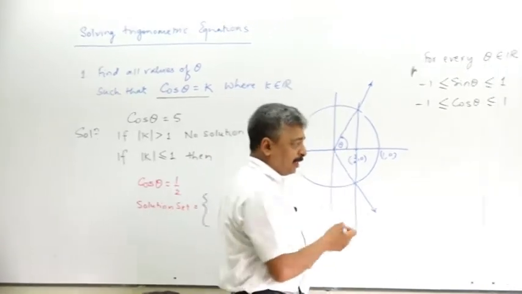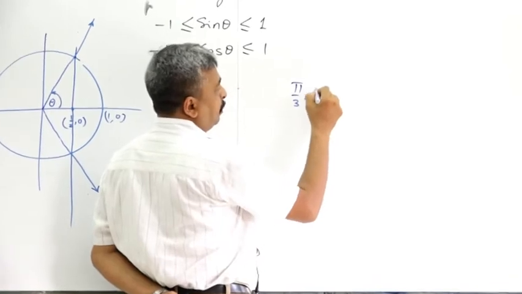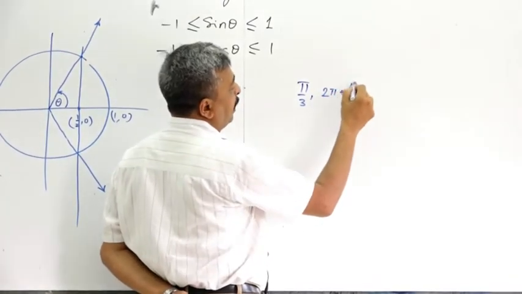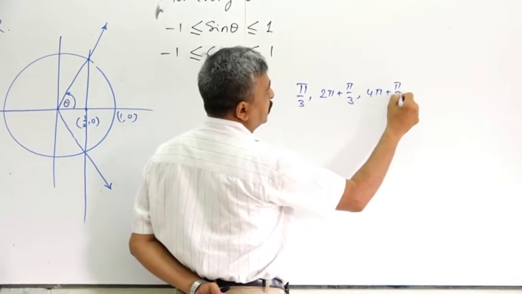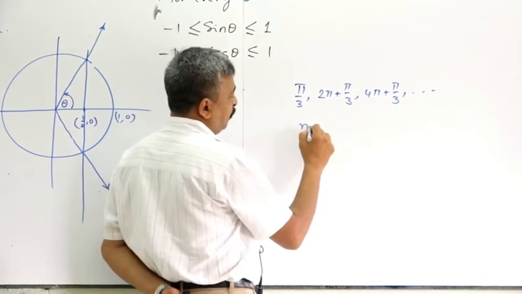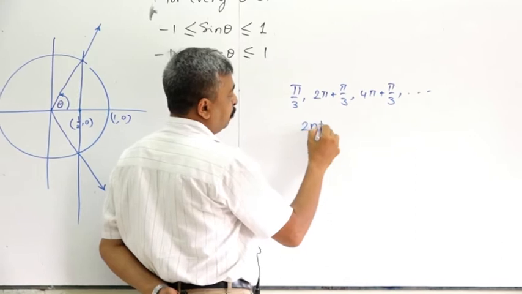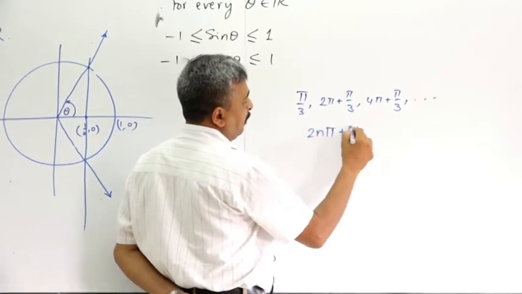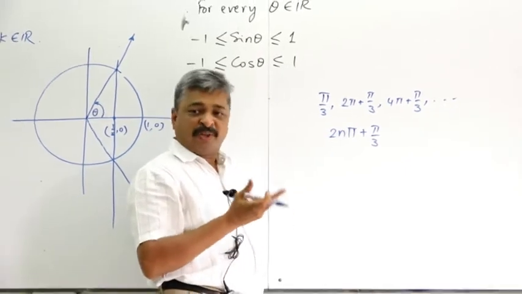So if we cannot directly write, what we should do is: pi by 3 is the answer, 2 pi plus pi by 3 is the answer, 4 pi plus pi by 3 is the answer, like that. So one set is 2n pi plus pi by 3. These are the answers when you have your terminal ray position in the first quadrant.